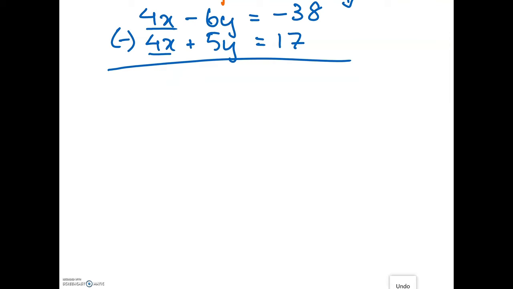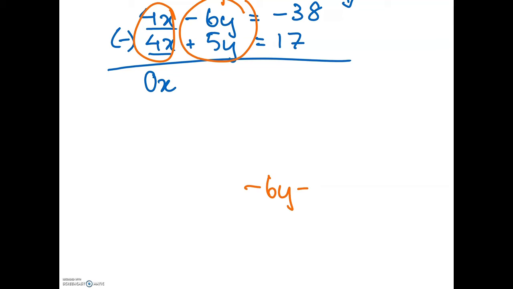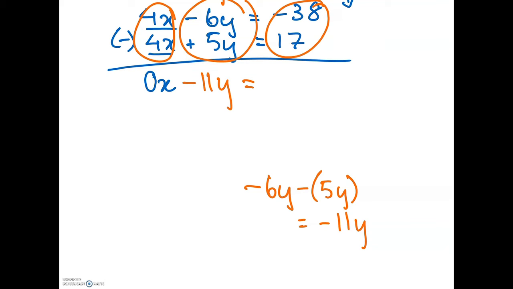To get rid of a variable, if you subtract, you'll get 0x, which is what we want, because that gets rid of it. Next, so you're going to do this vertically. So first 4x minus 4x, and now we're going to do negative 6y minus 5y. So it's negative 6y minus 5y. So we're going to get negative 11y. So we're going to put that here, negative 11y, which is equal to negative 38 minus 17. So that would equal negative 55. And as you can see, we can omit the 0x because it's basically the same thing as just 0.